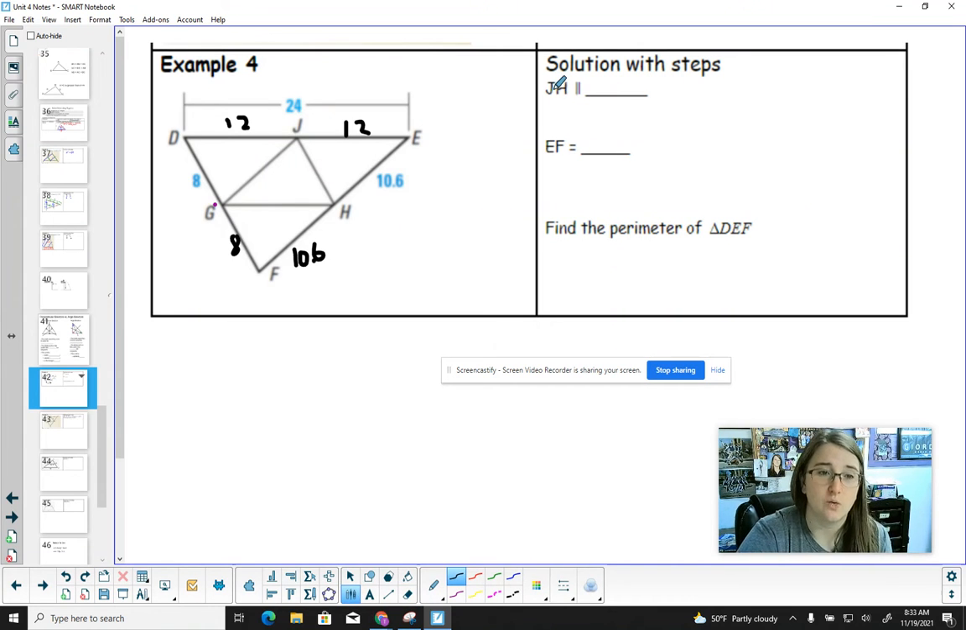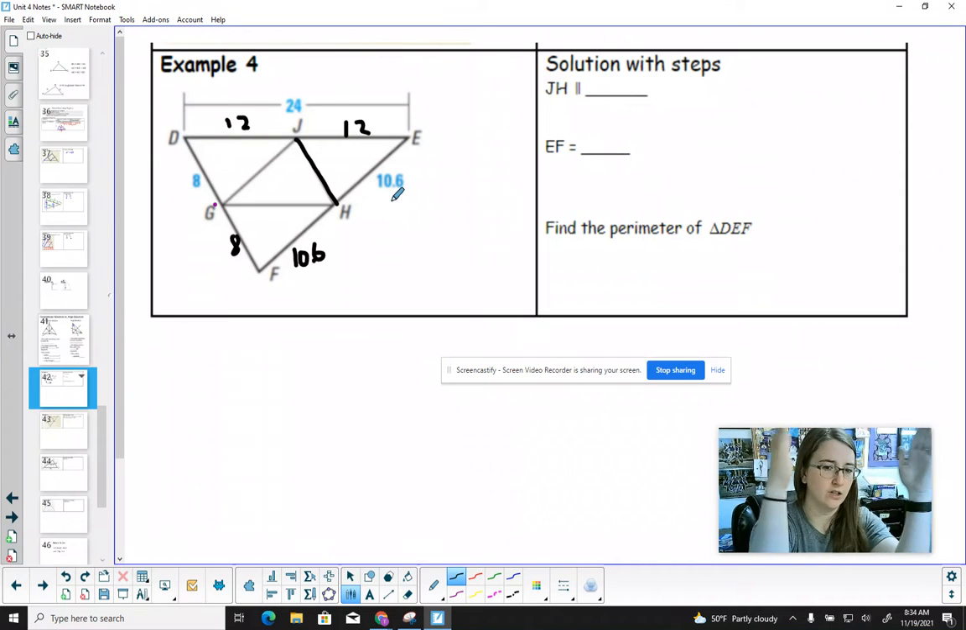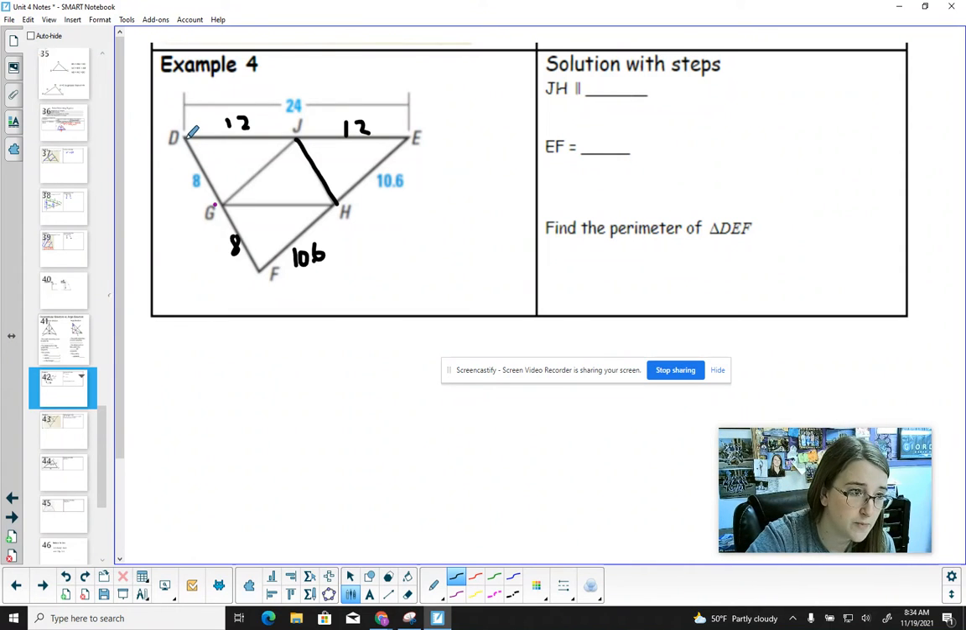For example, let's go ahead and answer this question. It says JH is parallel to, that's what the little symbol is, what? Well, here's JH. It is parallel to the side it doesn't touch. Hopefully we can see that. Take a second and think. What would JH be parallel to? JH is parallel to DF.